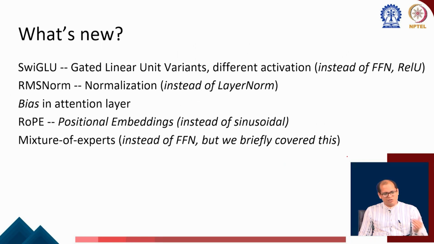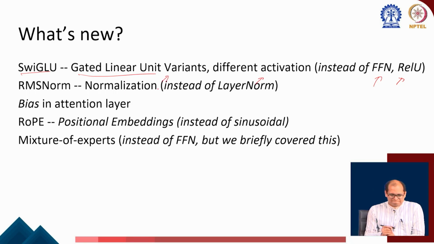Now, we will focus on what's new in terms of architecture in these models. By just reading the description of the architecture, we come up with certain terms like SwiGLU. They were using SwiGLU, which is a gated linear unit variant. So, they use a different activation also. Instead of using FFN and ReLU, they use a different activation and a different unit, not the FFN unit.